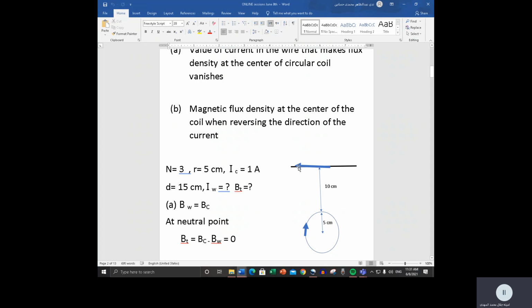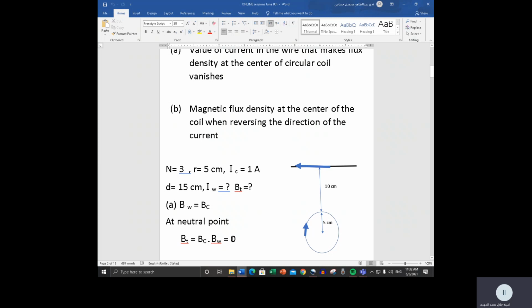As you see here, they are opposite to each other. This goes from right to left, and this goes from left to right. Okay, so this goes like this. It's clockwise, and this one is from right to left. So the direction of the current passing in the wire is exactly opposite to the direction of the current passing in the circular loop, and that's why we subtracted them. So this minus between the two magnetic flux densities gives me 0.